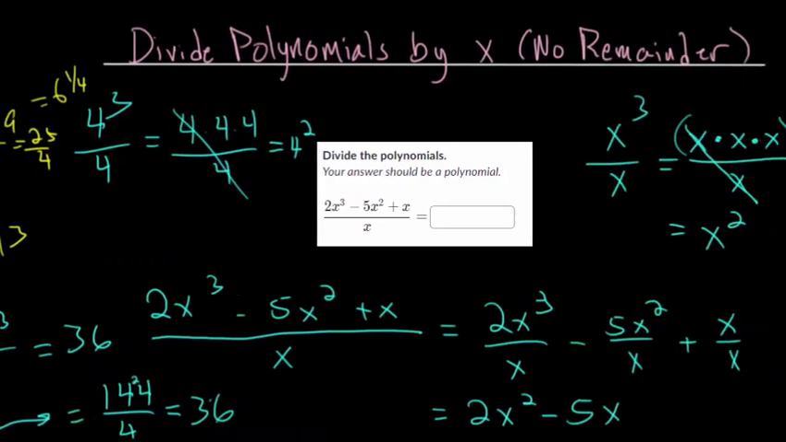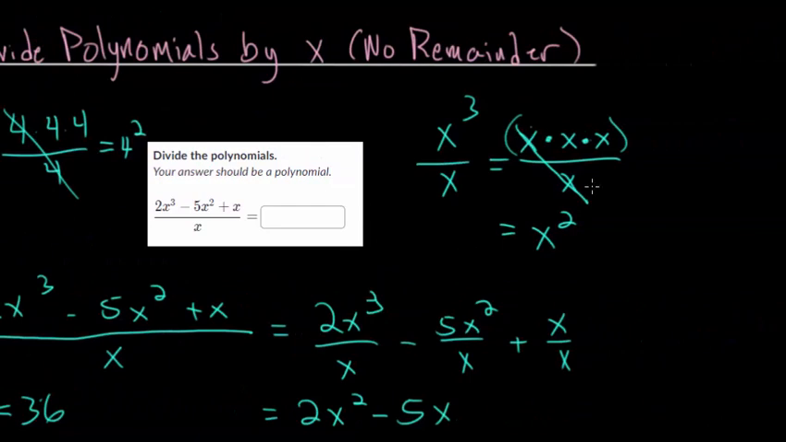When you have multiplication, you can cancel out by just choosing which it divides into. But when you have addition and subtraction, it has to divide into all three of those. So just to finish the problem, since that was a bit of a detour, we had this minus 5x squared divided by x, so one of the x's canceled. We were left with minus 5x. And then x divided by x is just 1.